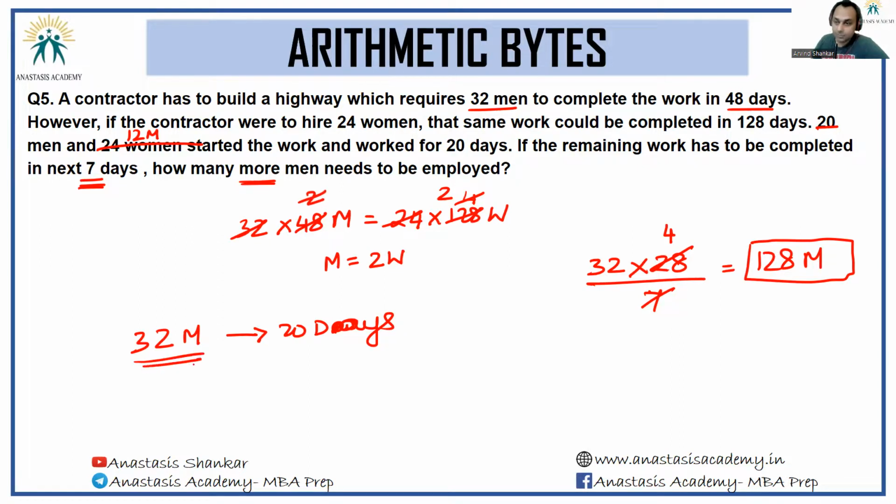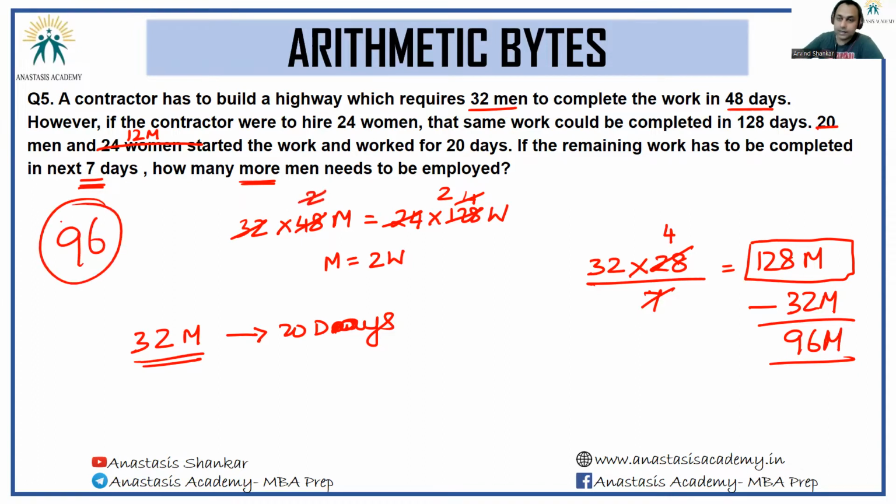Previously, we had 32 men, 20 men and 24 women, which was equivalent to 32 men. We had 32 men. So how many more men will be needed? The answer will be 96 more men will be needed. Final answer here is 96.